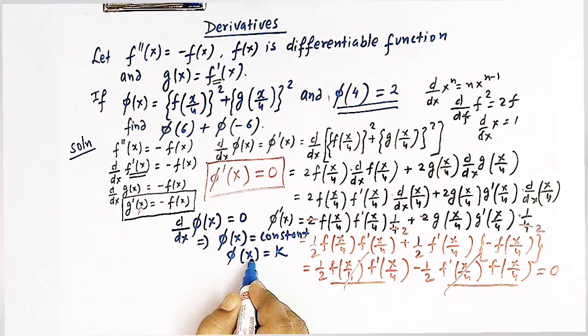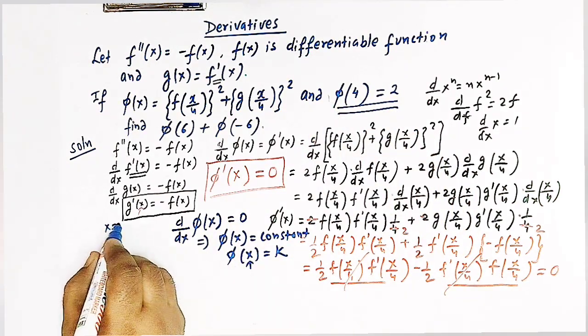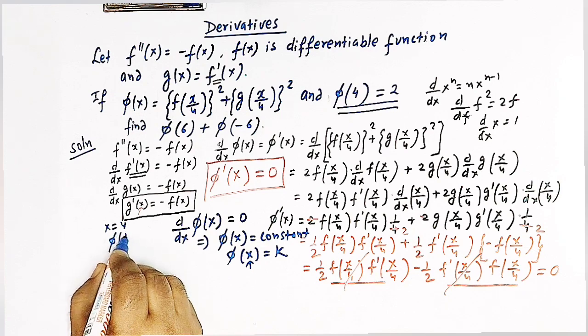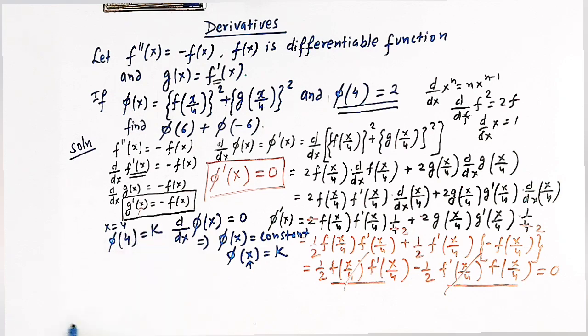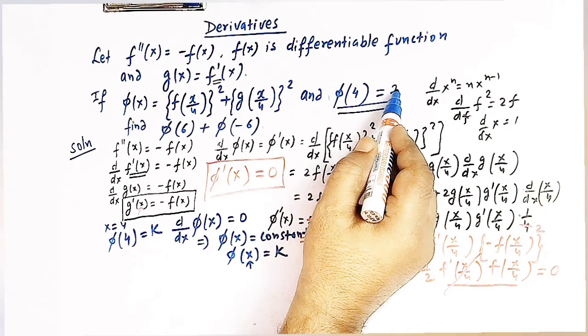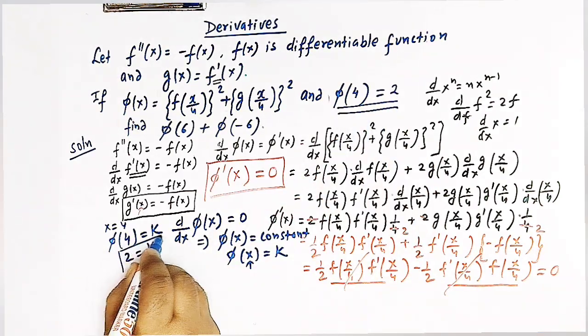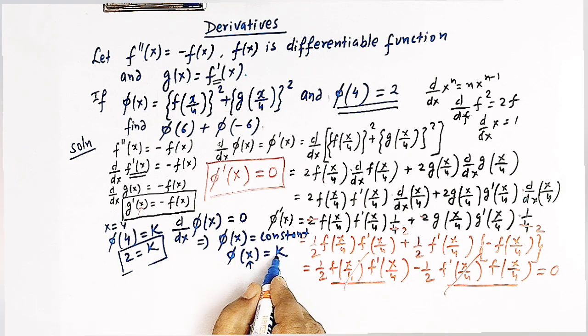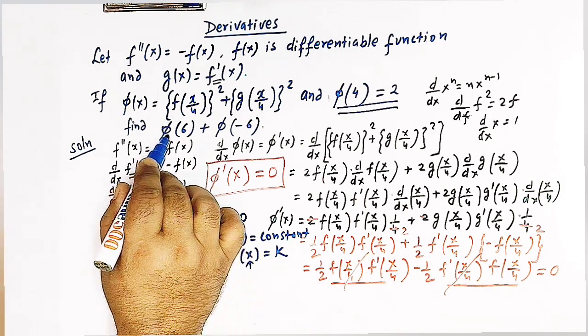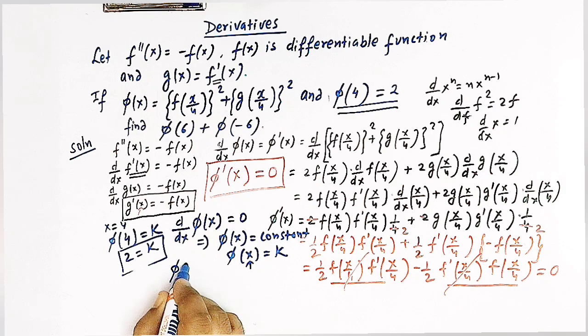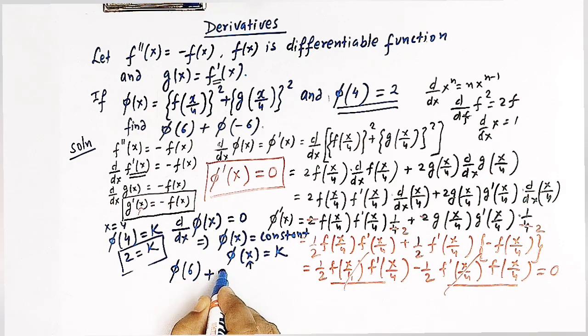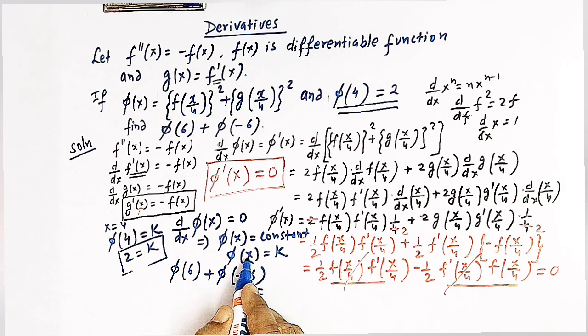So replacing x by 4 we get phi of 4 is equal to k, right? And phi of 4 is given as 2. So here we can write 2. So k is equal to 2, right? So the constant k has the value 2. And now we have to find the value of phi of 6 plus phi of minus 6, right? So phi of 6, if we replace x by 6, then phi of 6 is equal to k.